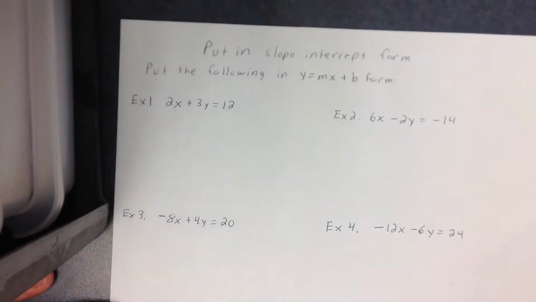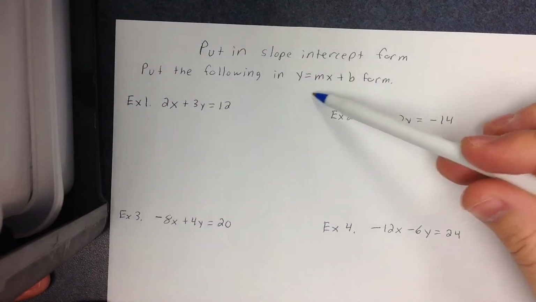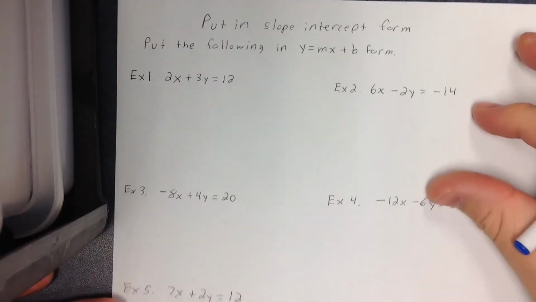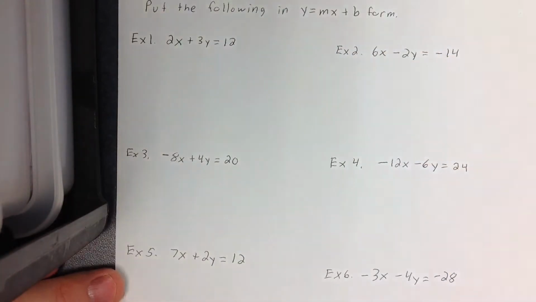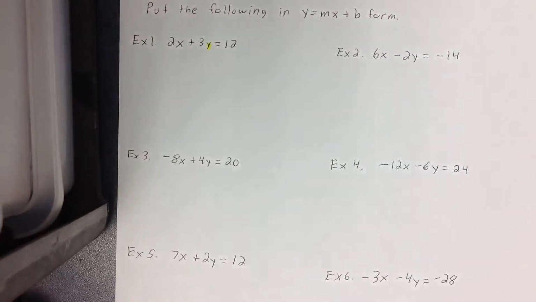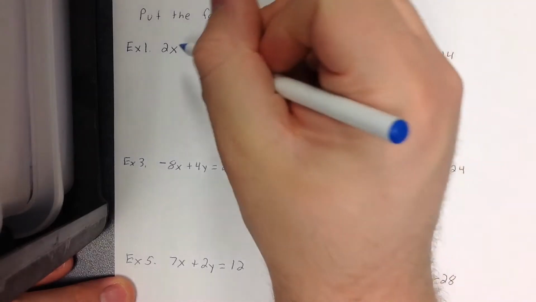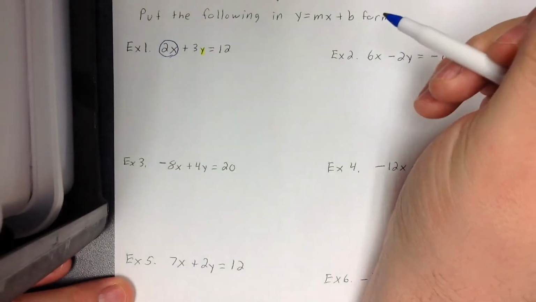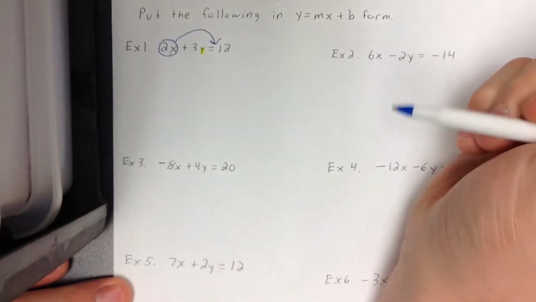Okay, now we're going to talk about putting equations in slope-intercept form. Again, slope-intercept form is y equals mx plus b. So in other words, I'm trying to get the y by itself. It's kind of like solving literal equations. So if I'm trying to get the y by itself, then I need to take this 2x and it needs to go to the other side. So I'm going to move it to the other side of the equal sign.